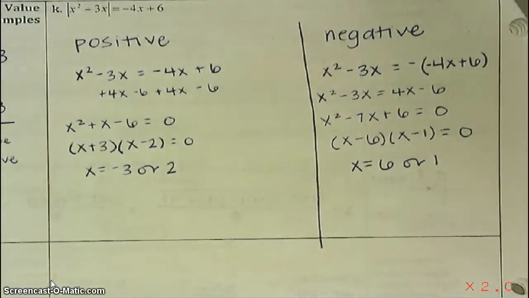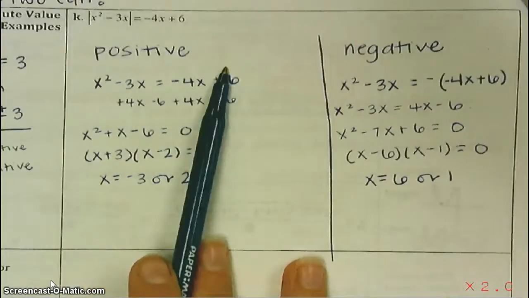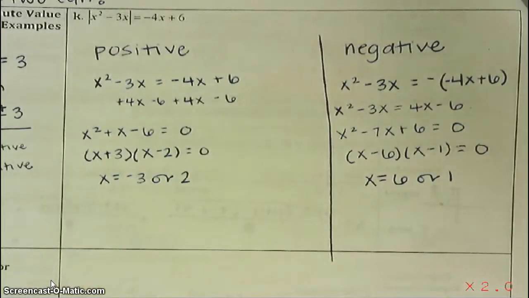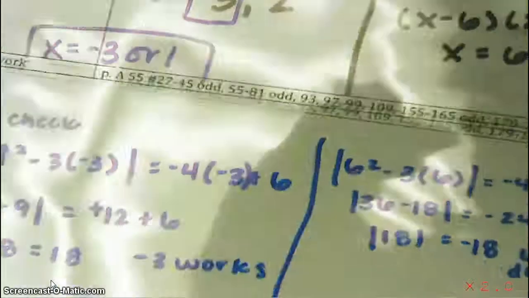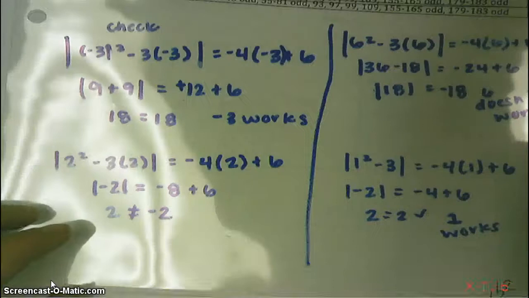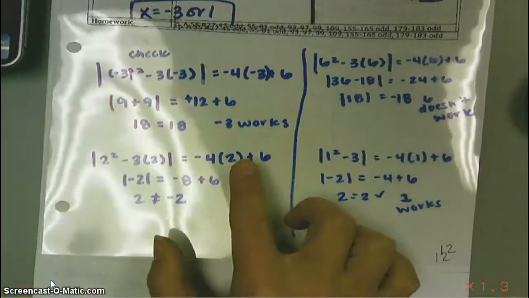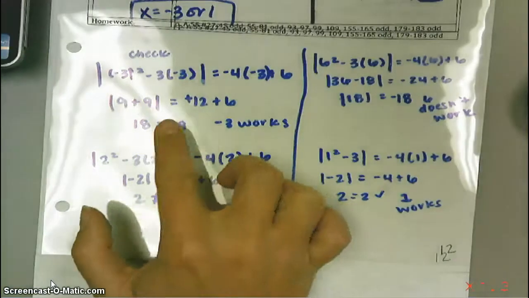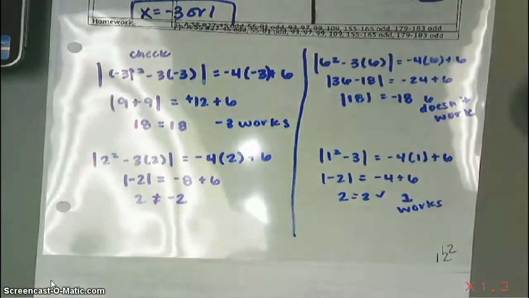Now, I did say that there might be some extraneous solutions with absolute values. So what you need to do is go back and double check to see which of these work. And I did all the work for you. I am going to show it. You can pause it and maybe look at it. It's an overhead from last year. So you can kind of see I took negative 3 and I plugged it into both sides and it ended up working. Let me turn the light off.